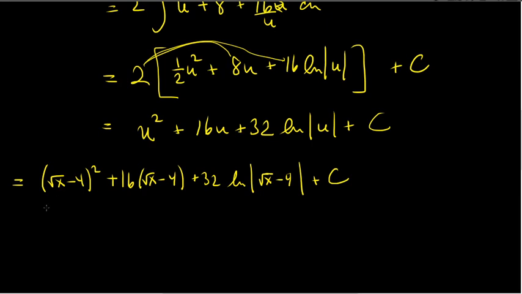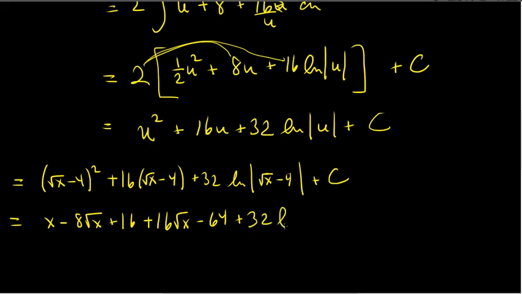Obviously, we should probably multiply all this out. You're going to get x, the square root of x squared is x, and then minus 8 times the square root of x plus 16 times the square root of x minus 64 plus, and then there's no way we can split this up, so we have to leave that alone. 32 natural log absolute value square root of x minus 4.